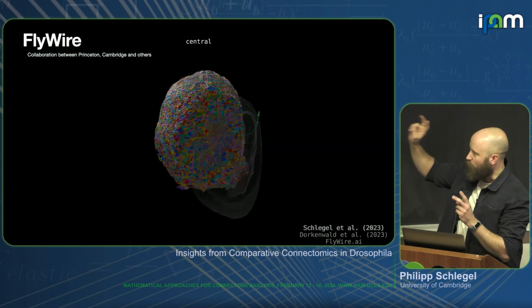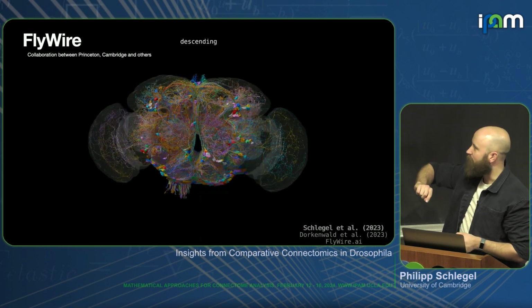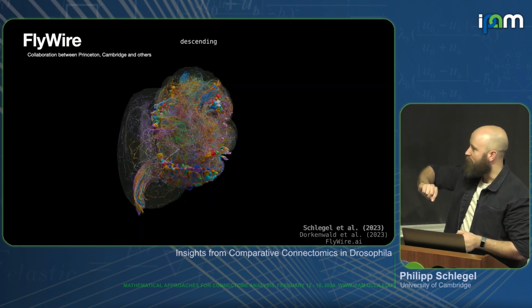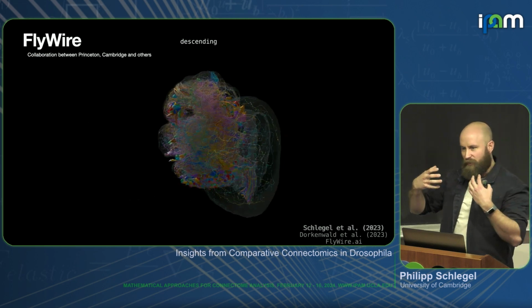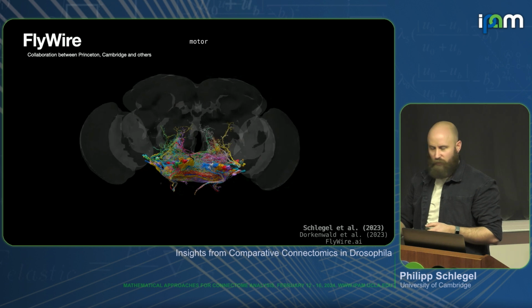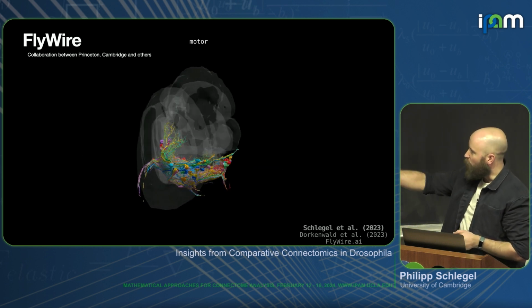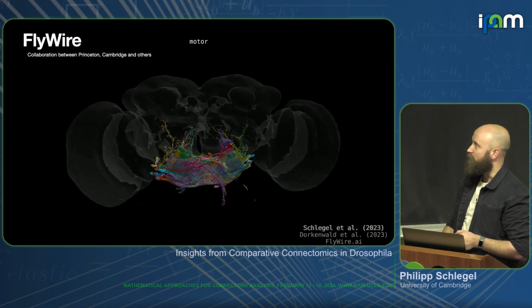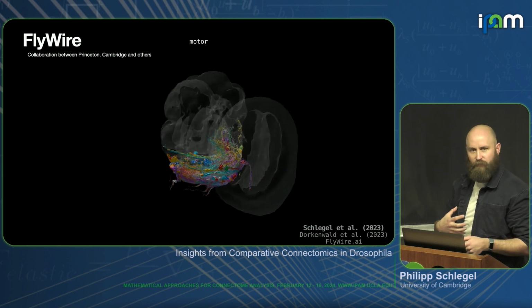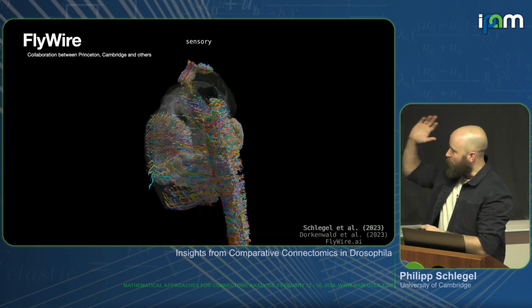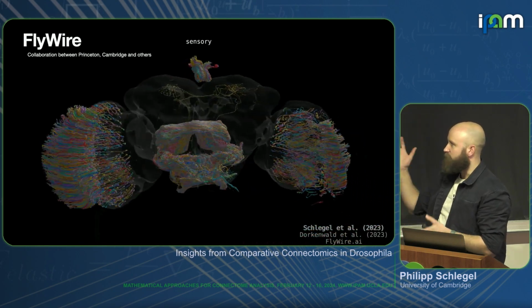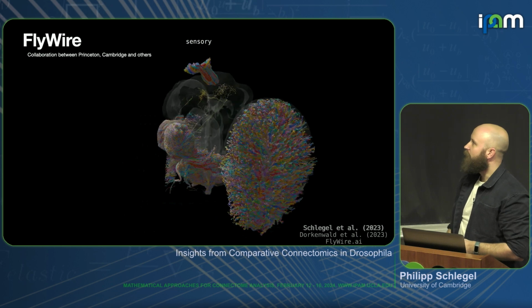So here we're rendering superclasses. The first one is the central superclass. Now we're looking at all the descending neurons. These are neurons that take information in from the brain and bring it to the nerve cord, the spinal cord equivalent. We've got motor neurons. There aren't that many in the brain. Most of them sit in the spinal cord equivalent. Sensory neurons, so whatever, visual system, olfaction, gustation, all that kind of stuff.